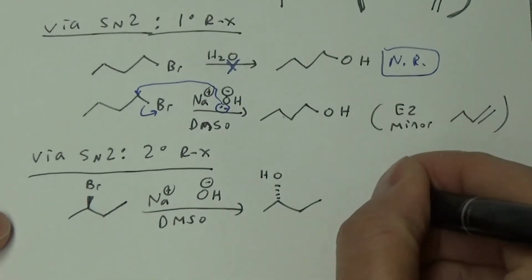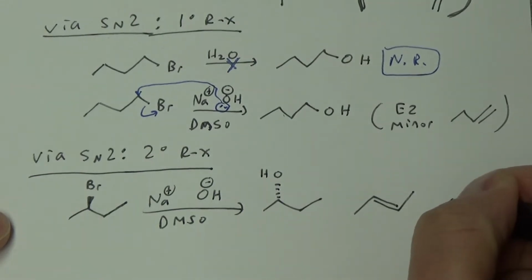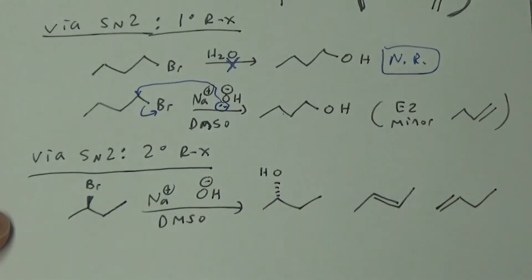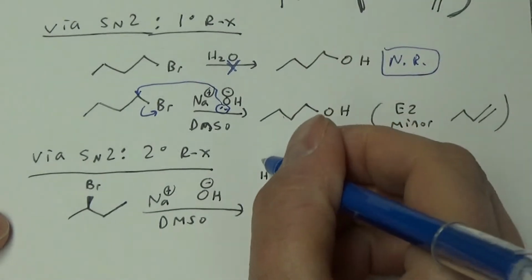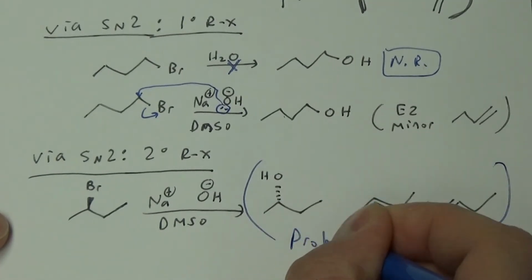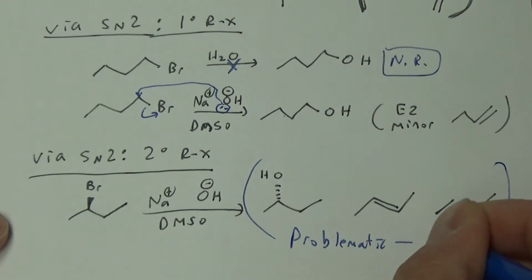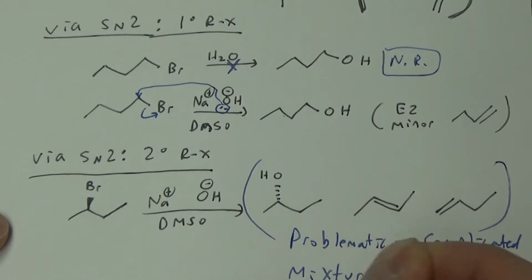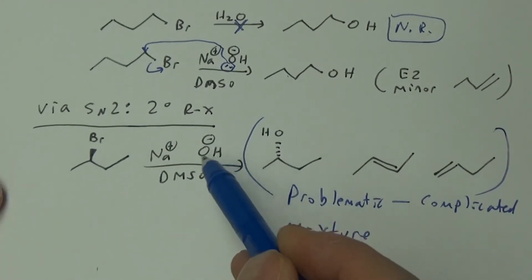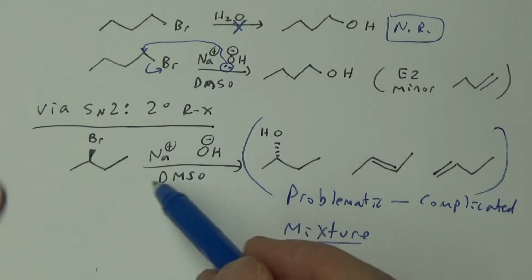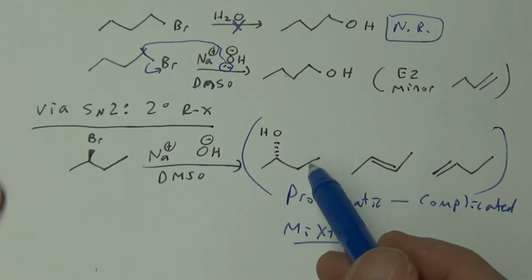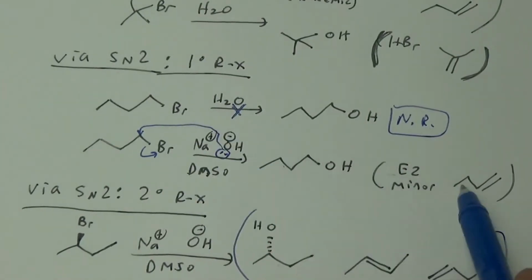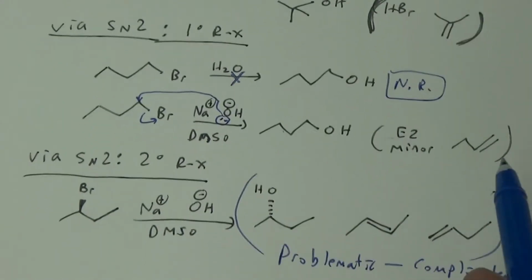So you'll get the E2. I'm just going to say problematic, a complicated mixture of products. So doing the SN2 style reaction on secondary does not work because, in addition to getting the alcohol, you get a large amount of the alkenes. With the primary, it's okay. It's a relatively minor amount of E2. These are E2.